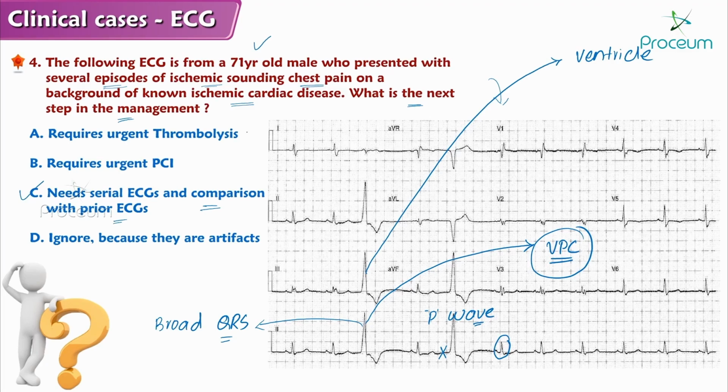When do you require thrombolysis as well as percutaneous coronary intervention? You require them only when the individual has developed acute myocardial infarction, which is not the case here. Okay, and you take the fourth option, ignore, because they are artifacts. So please remember, they are not artifacts. They are your ventricular premature contractures. So the answer to this question is you need to do serial ECGs and comparison with the prior ECGs. Okay, now we will take up the next question.